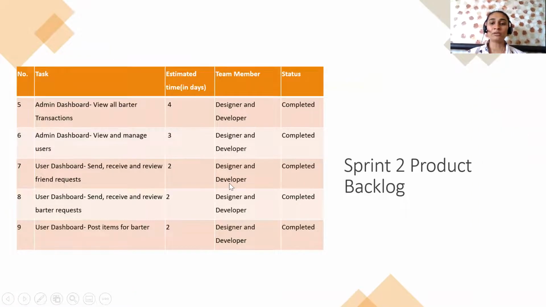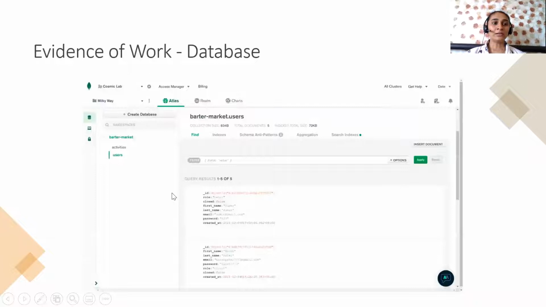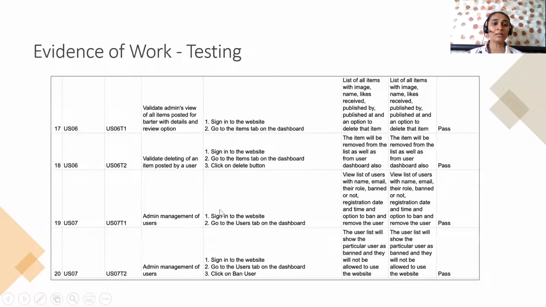The next is the Sprint 2 product backlog. There is a time estimation for all of our user stories. The next slide is the evidence of our work on the database. This is our evidence for the work on the database, and this is the testing evidence.